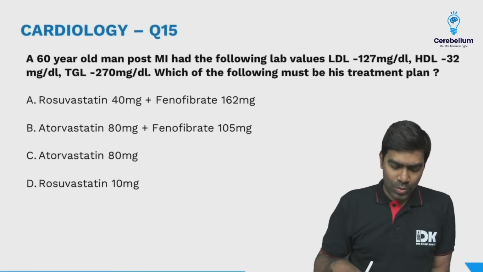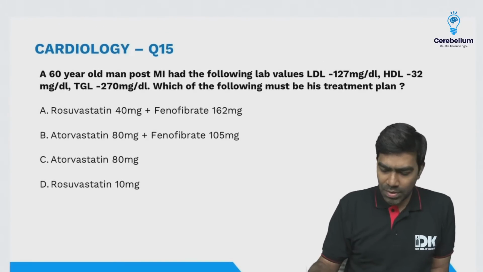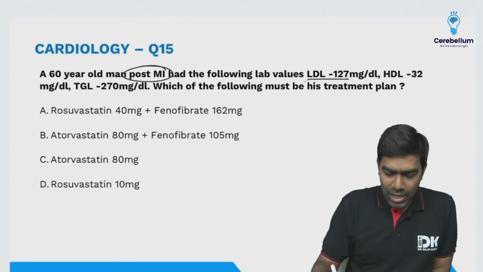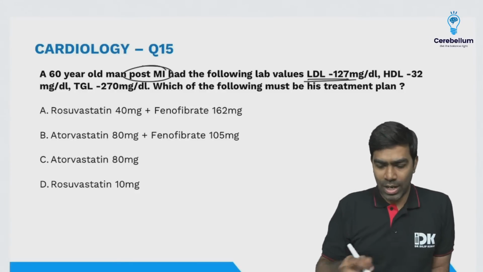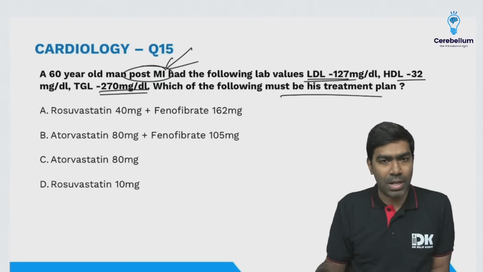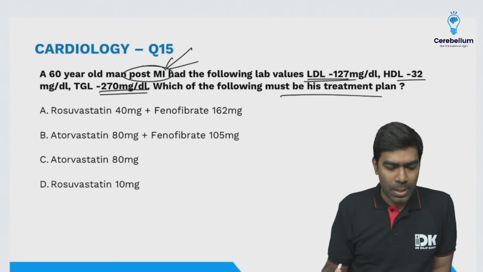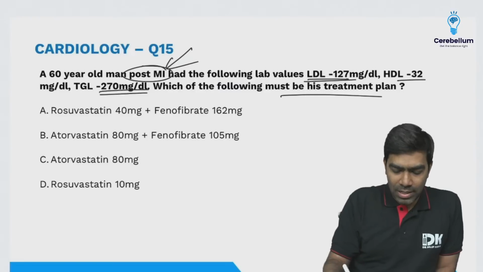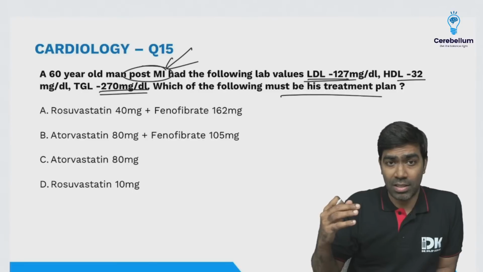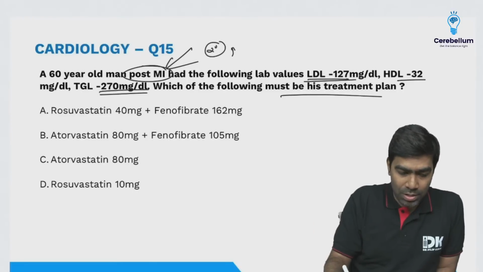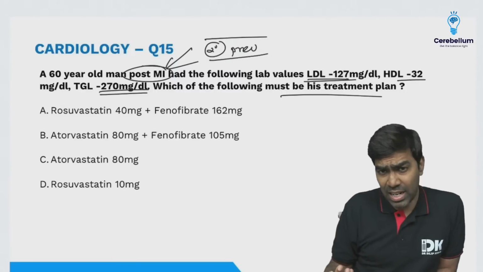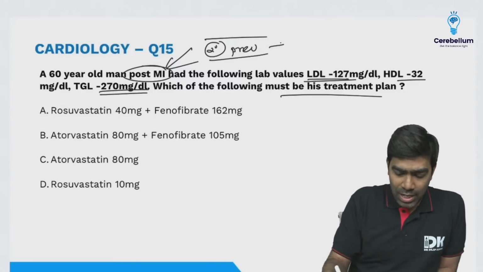So then this is a question that you should be able to answer because this is something that we have discussed already. A patient had an MI in the past. Okay, lab values: LDL 127, HDL 32, triglyceride 270. Which of the following must be his treatment plan after MI? So what will you use? Which means the patient had an MI, ASCVD, atherosclerotic cardiovascular disease, which means here the goal is secondary prevention. Because the goal is secondary prevention, you need to use a high intensity statin.